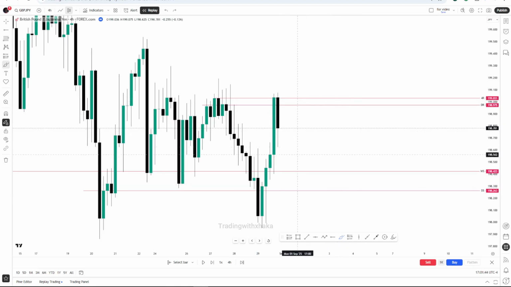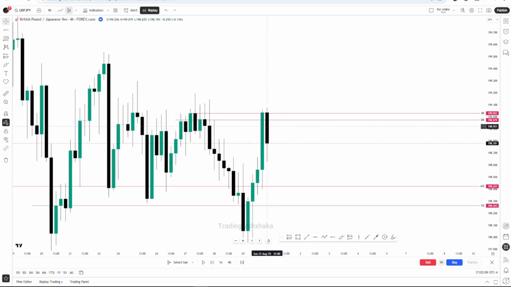Just for you to understand, it comes down because of people who bought from this zone up to here. It's a lot of pips for someone not to take profit. Let's say the person entered almost 50 pips. What are you waiting for? So people take out their profit. That's why, because this is a key zone, I see this retracement. Now this is the closure of the Asian session.